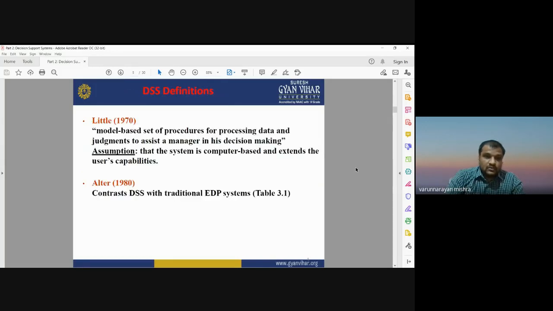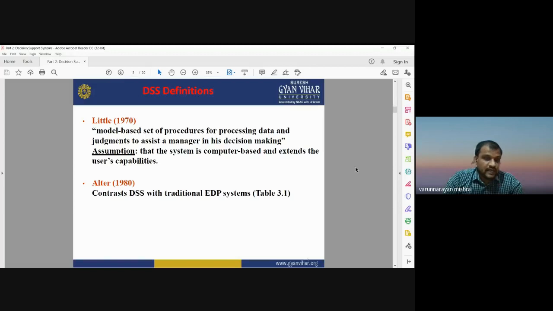Okay. So now it is very important to see what is the definition of DSS, or when we talk about decision support system, how you can define decision support system? So over the years, different authors have given different definitions for DSS. So I'm going to discuss few of the important definitions of decision support system.